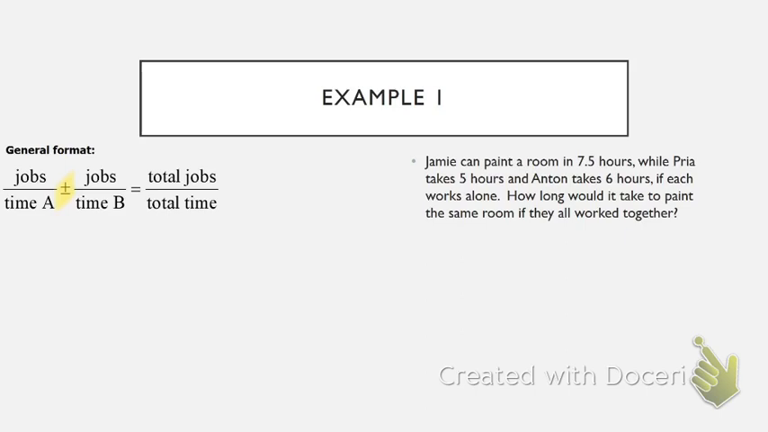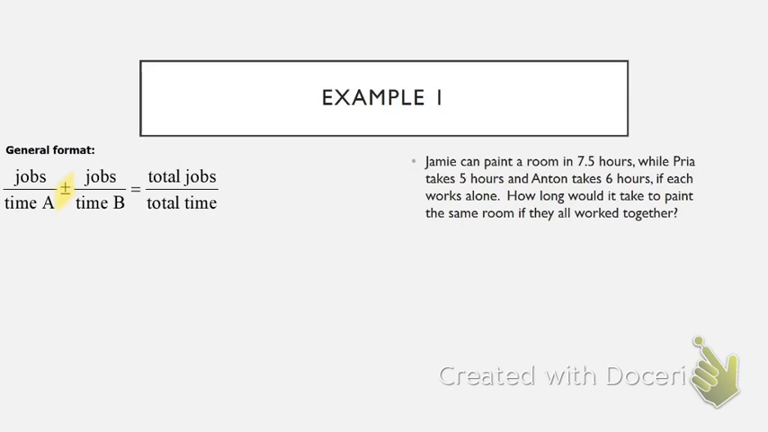So in this problem, we have Jamie can paint a room in 7.5 hours, Priya takes 5 hours, and Anton takes 6 hours if each of them works alone. How long would it take to paint the same room if they all three work together? What it's given me is how long it takes each individual to paint one room by themselves. And it's asking me, what if they all three show up and we paint the room together?